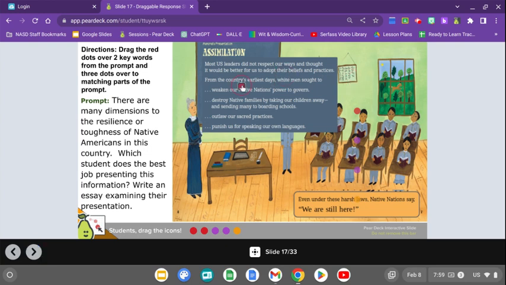Well, first I noticed this word toughness or resilience of Native Americans. I think that's one important word. Where do I think this second one might go, and which student does the best job presenting this information? Which word seems most important to you? Go ahead and place that red dot now where you think that second red dot should go.